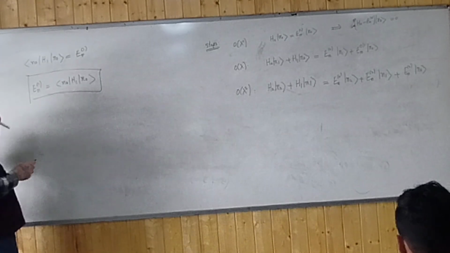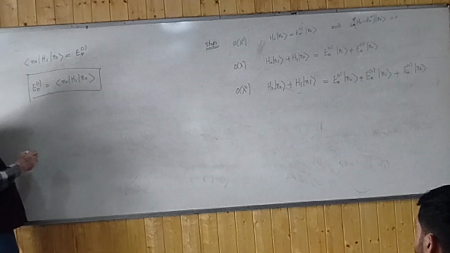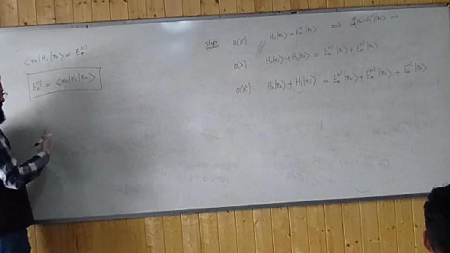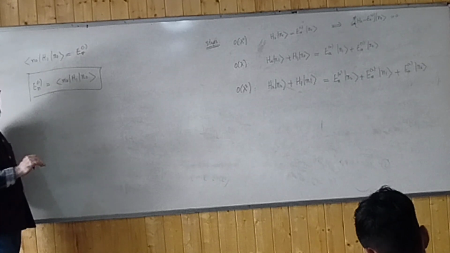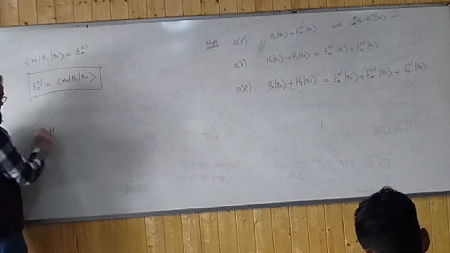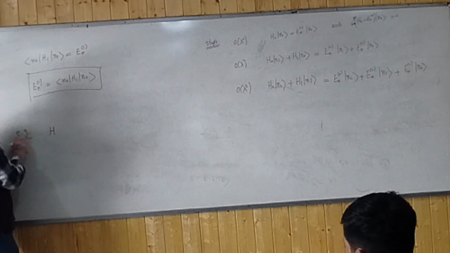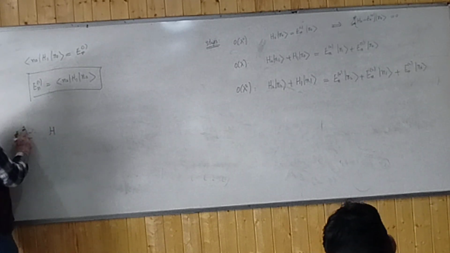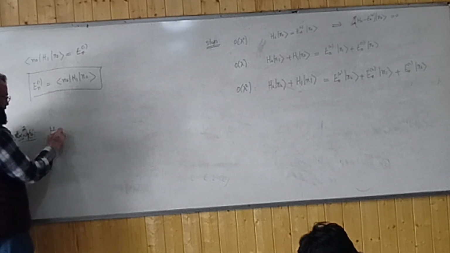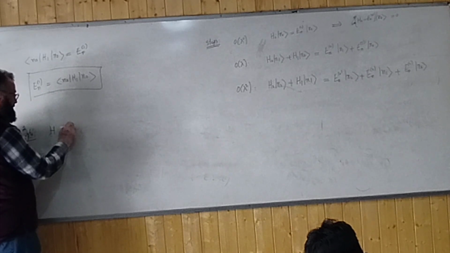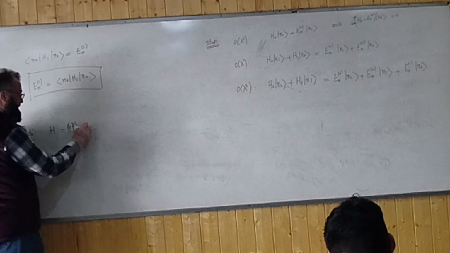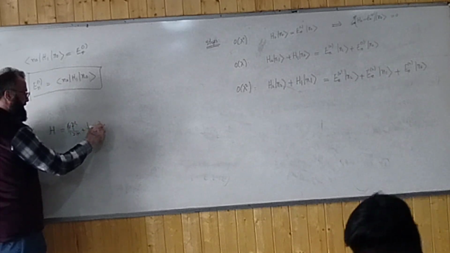Okay. So let's consider a harmonic oscillator. What is the Hamiltonian? Let's consider a harmonic oscillator, and we put it in an electric field. Clear? Okay. So let me take an example. I am considering a harmonic oscillator: P square by 2m plus half m omega square x square.